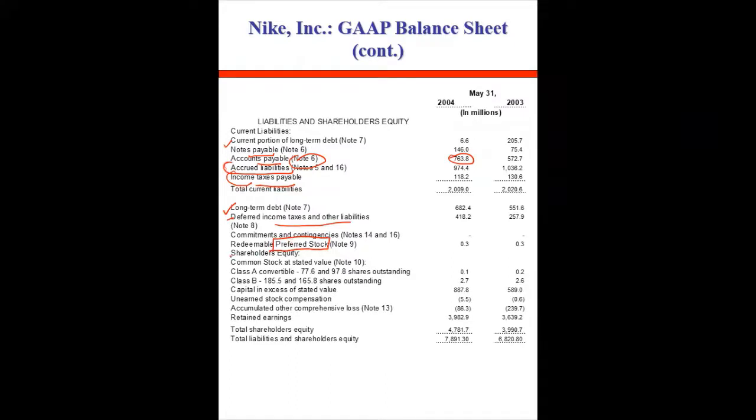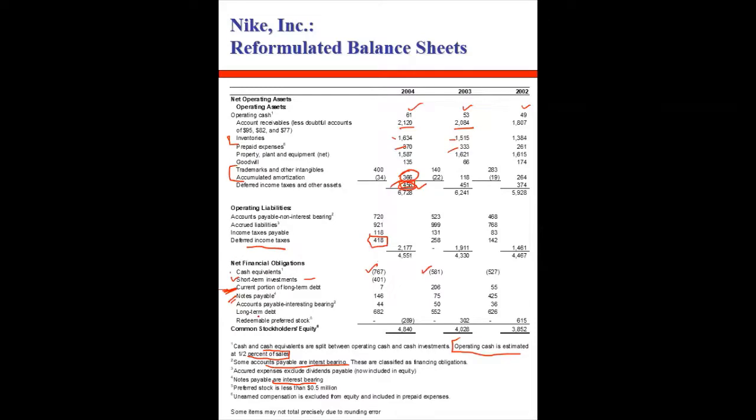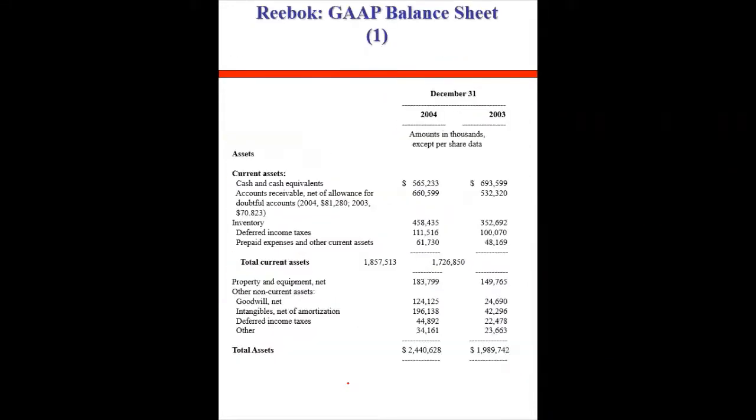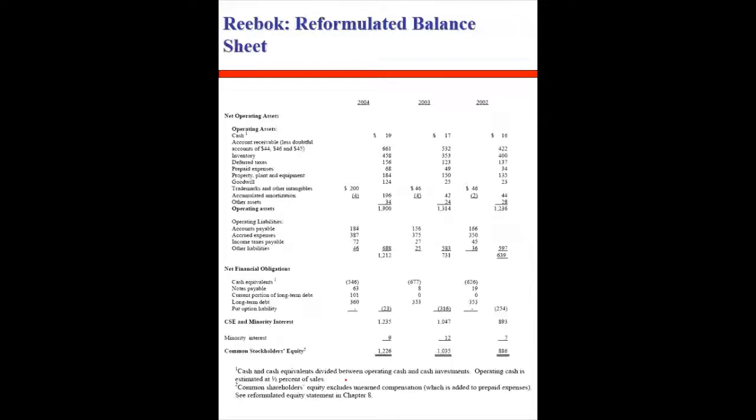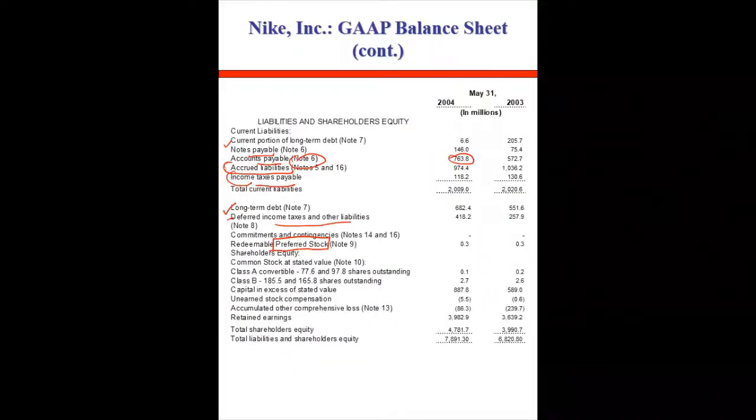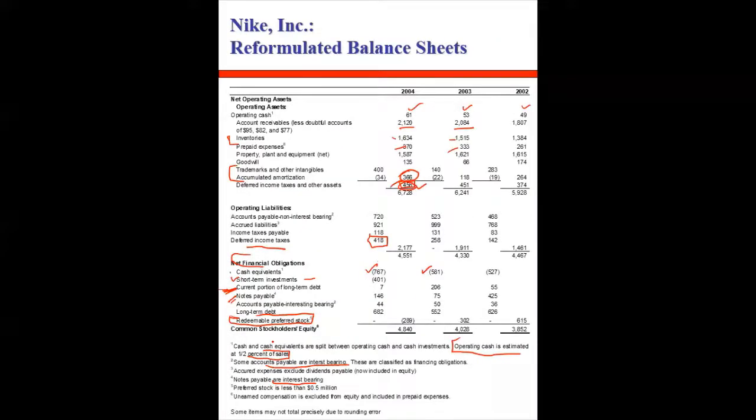Okay. And you see the redeemable preferred stock. Okay. It is part of net financial obligations. And out of the remaining part here, these are part of common shareholders' equity. These are part of common shareholders' equity. Okay, so these are part of common shareholders' equity.